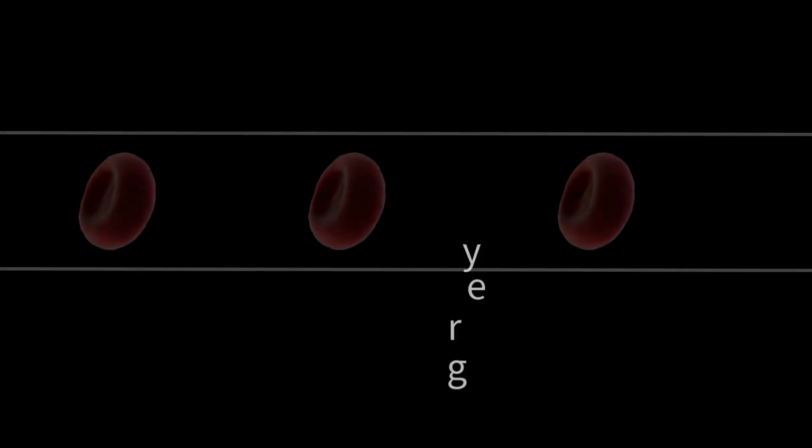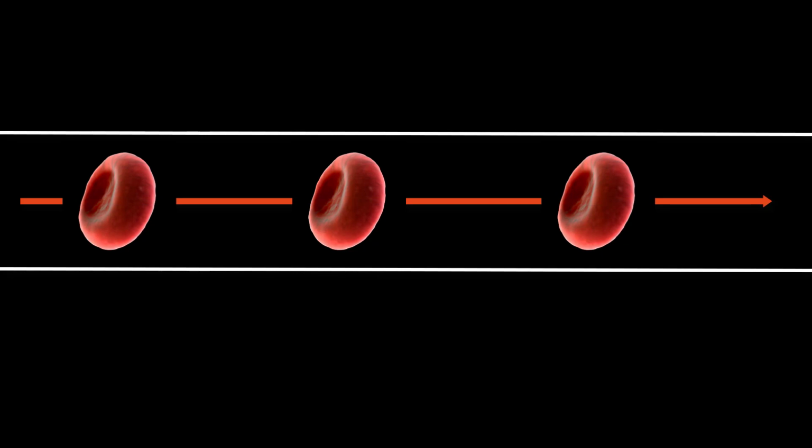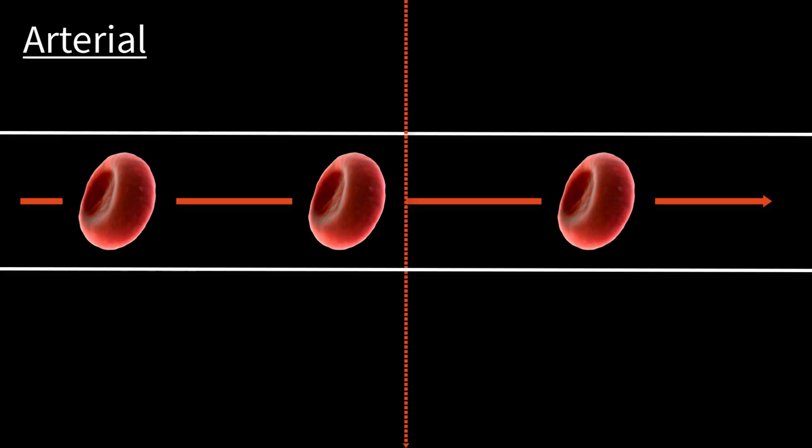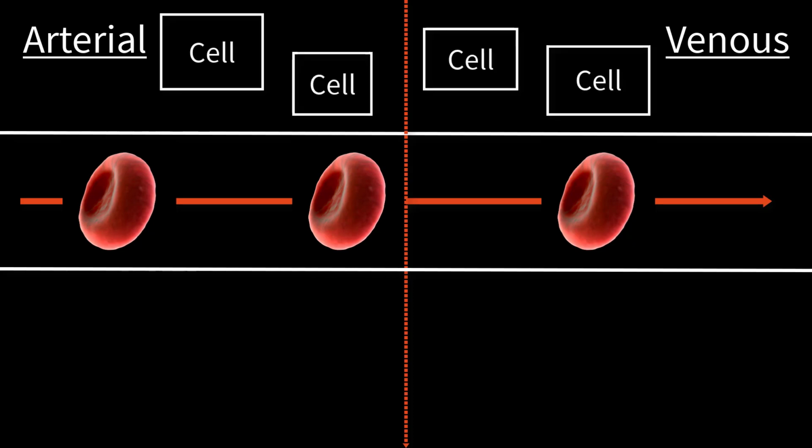Today we'll be talking about capillary exchange. This represents a capillary or very small blood vessel, and the line down the middle represents the division between the arterial end of the capillary, the side that's closest to the heart, from the venous end that's further from the heart. These shapes represent cells around the blood vessel that are relying on the blood to supply them with oxygen, nutrients, and take away their waste.